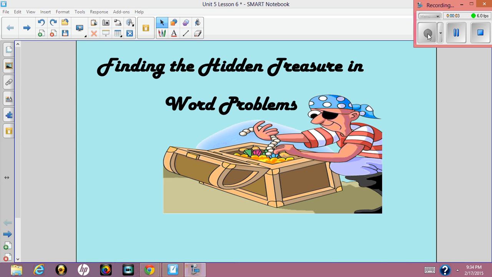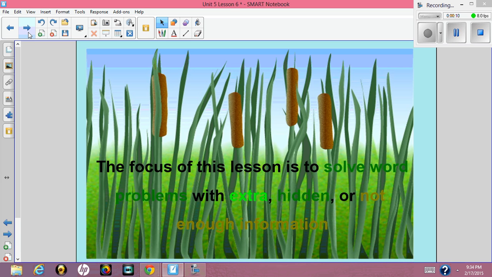Welcome to Unit 5, Lesson 6, Finding the Hidden Treasure in Word Problems. The focus of this lesson is to solve word problems with extra, hidden, or not enough information.